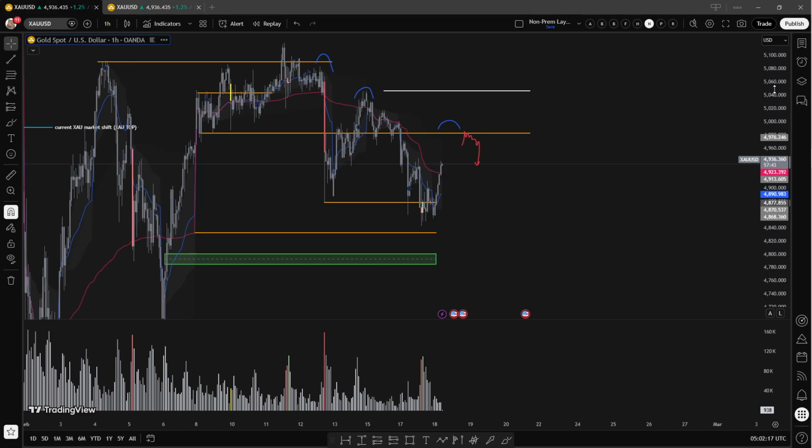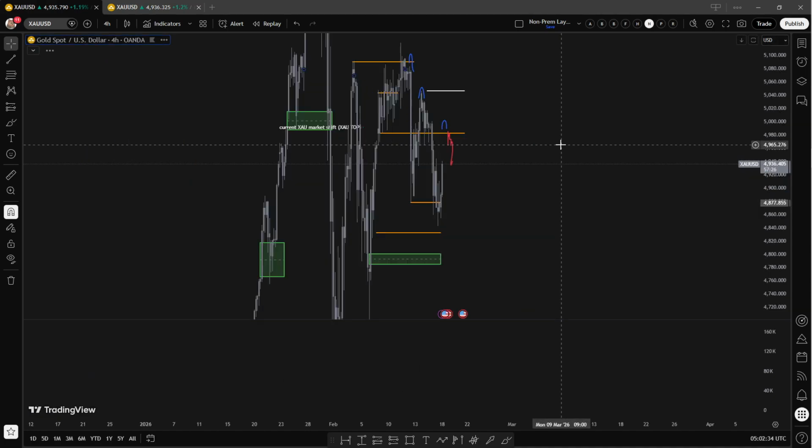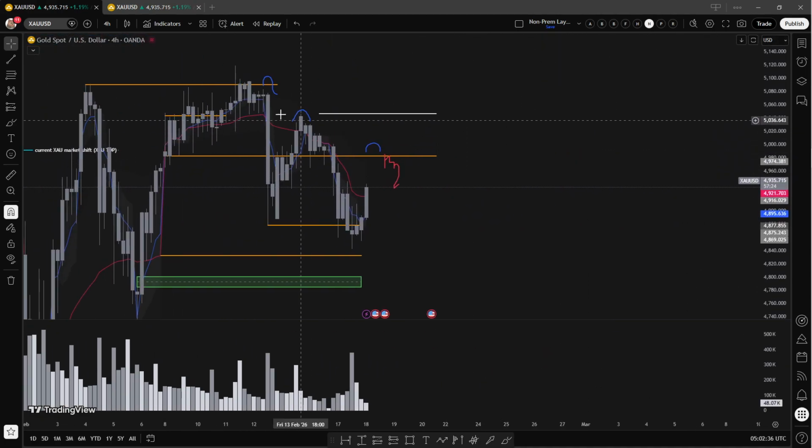Just make yourself a bias that price will still go lower as per higher momentum trend. So we have low highs, then you might get yourself a low highs. See? Low highs. Okay?